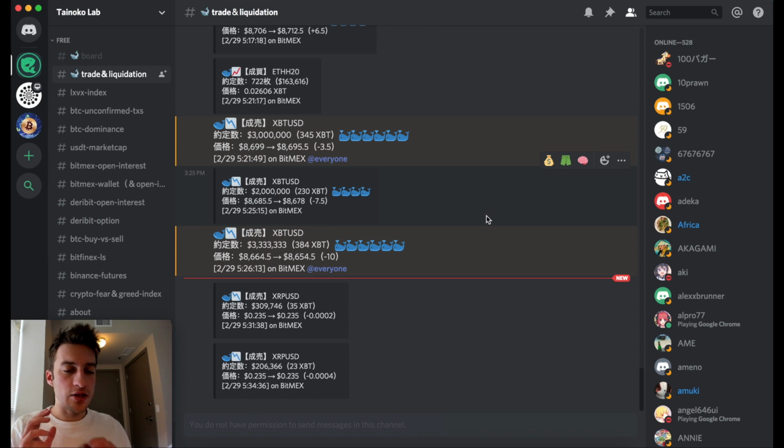We also can see trade and liquidation, and this Discord's in Japanese. I can't control that. I think in the future they will be releasing some English translations or some way of making this English, but I think you can kind of reason what this means, and if you can't, well then, you probably just don't want to use it then.